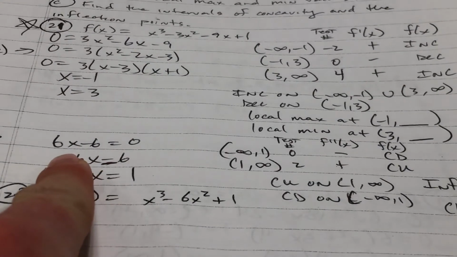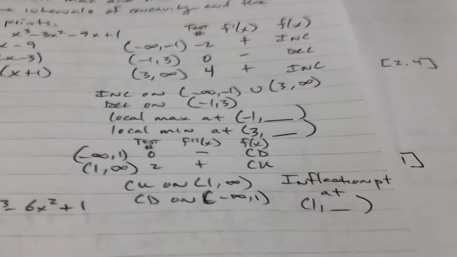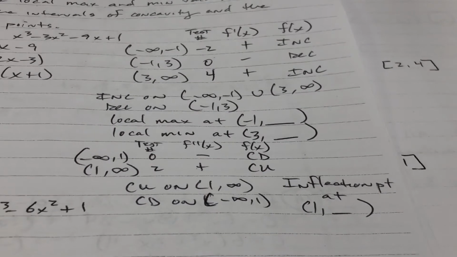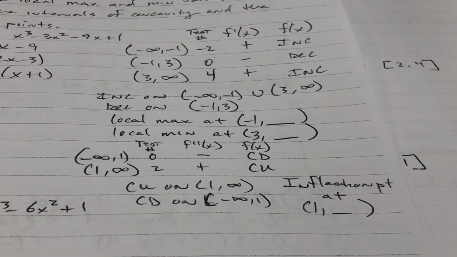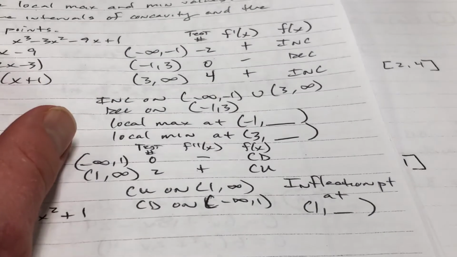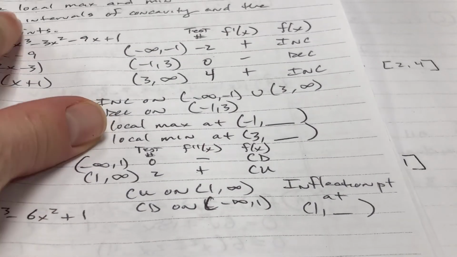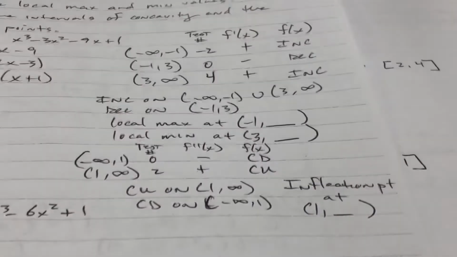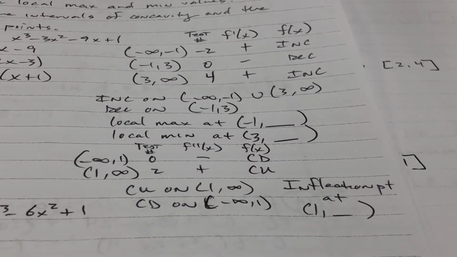Plug 0 in for x, you get a negative. Plug 2 in for x, you get a positive. Concave down on the interval -infinity to 1. Concave up on 1 to infinity, so you have an inflection point at 1, comma. Plug 1 in for x.